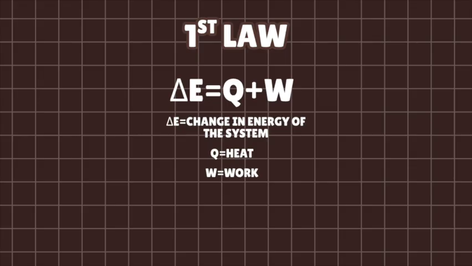Another way to look at this first law of thermodynamics is in this equation: delta E equals Q plus W. Delta E is the change in energy of the system. Q is the heat, or energy transferred as heat. W is the work, or the energy used to do something. If energy goes into a system, the overall energy increases. If energy leaves the system, the overall energy decreases. But the total energy is always conserved.